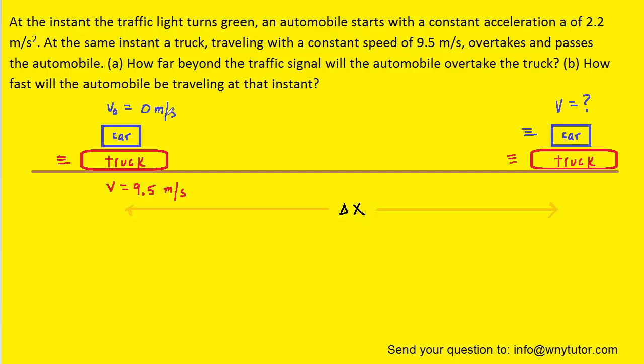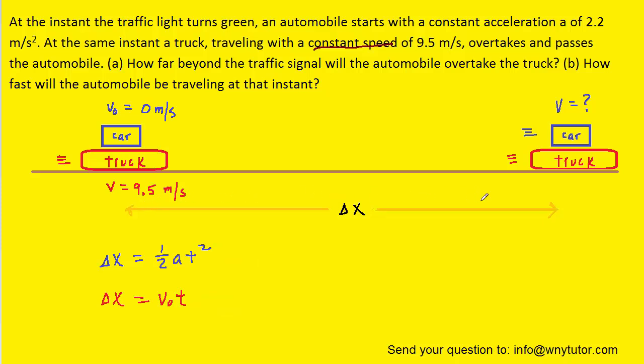Now we can come up with expressions for the displacement of the car and the truck using our kinematics formulas. Now for the car, as noted, the initial velocity is zero, so that's going to eliminate this term. For the truck, once again, it's traveling with a constant speed, so that means the acceleration is zero. We can therefore knock out this term, so both equations simplify.